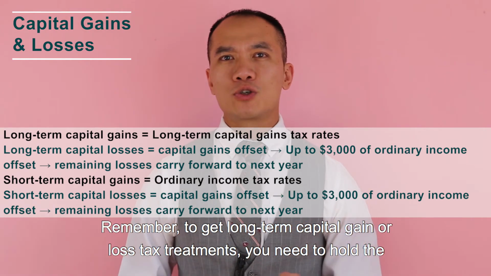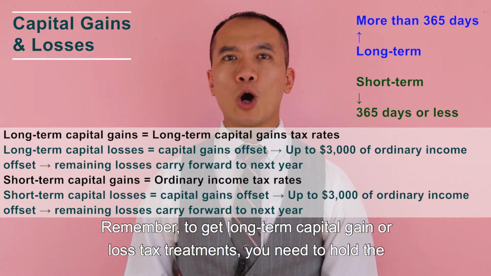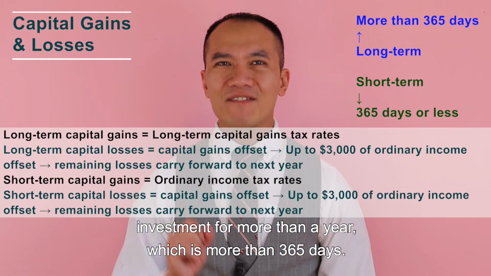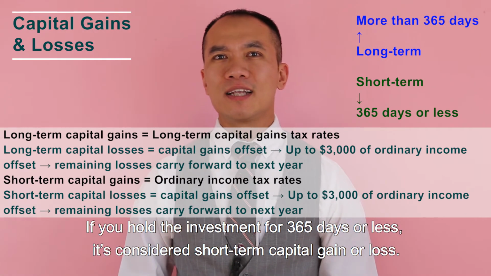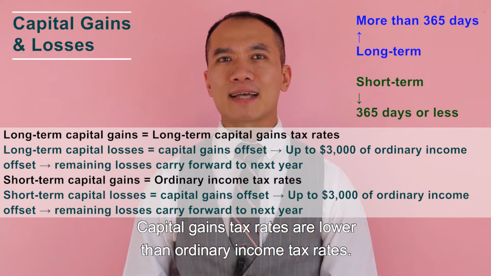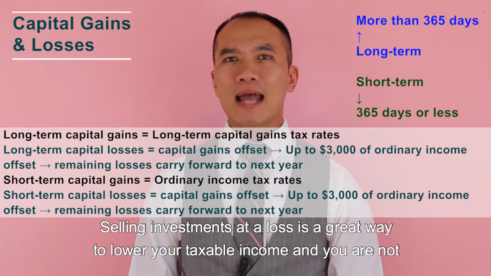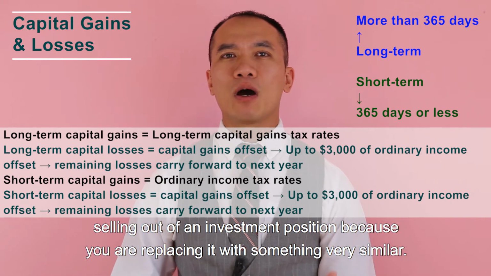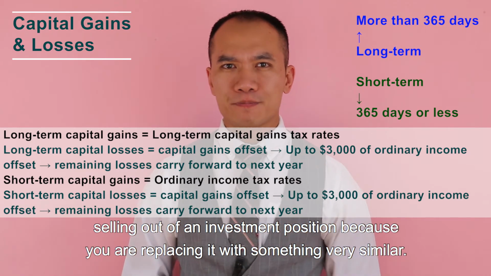Remember, to get long-term capital gains or loss tax treatment, you need to hold the investment for more than a year, which is more than 365 days. If you hold the investment for 365 days or less, it is considered short-term capital gain or loss. Capital gain tax rates are lower than earned income tax rates. Selling an investment at a loss is a great way to lower your taxable income, and you are not selling out of an investment position because you are replacing it with something very similar.